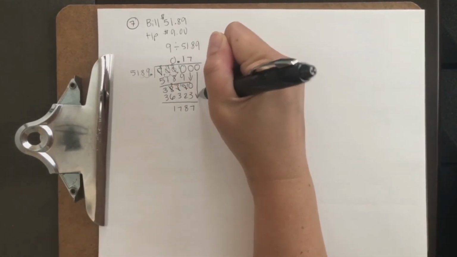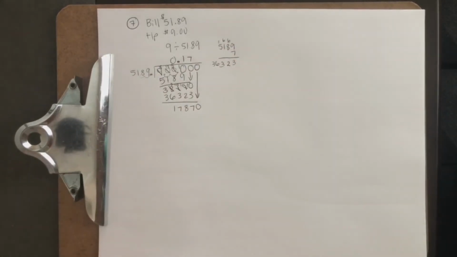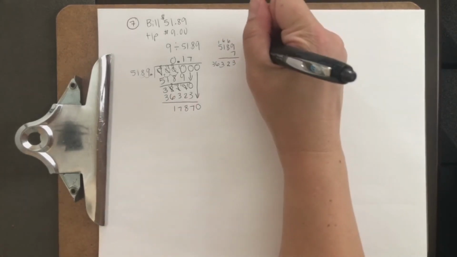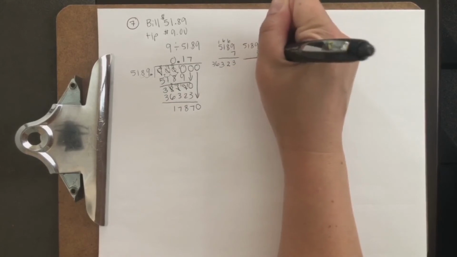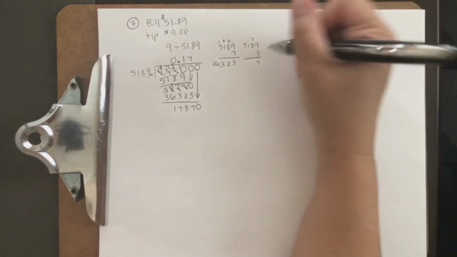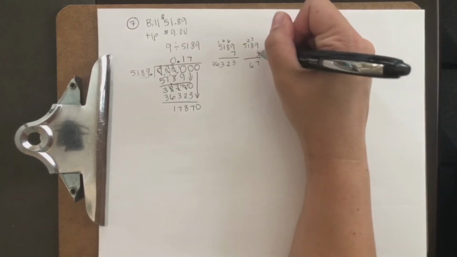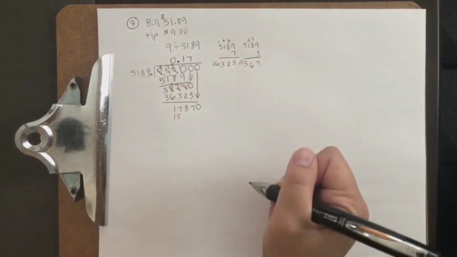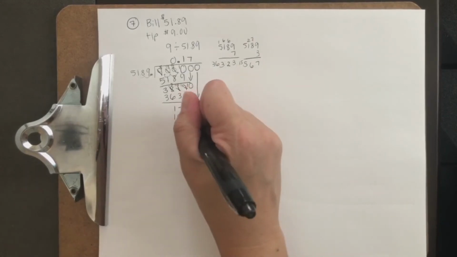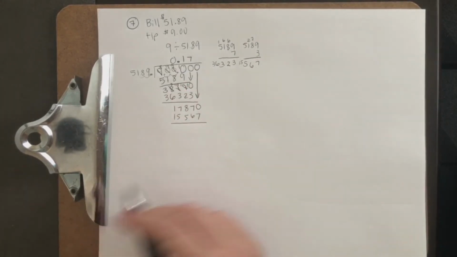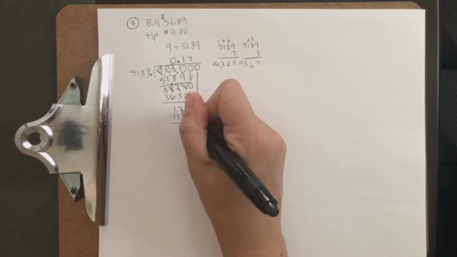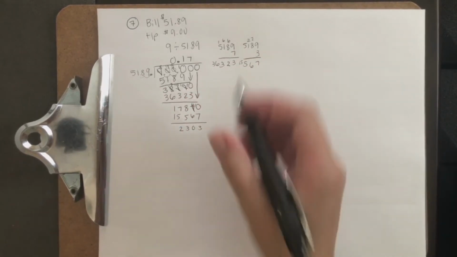Another 0, bring it down. So this is 5,000, this is about 17,000. So maybe times 3. 5189 times 3. 9 times 3 is 27. 3 times 8 is 24, 25, 26. 3 times 1 is 3, 4, 5. 3 times 5 is 15. So 15,567. I need to borrow. 10 minus 7 is 3. 6 minus 6 is 0. 8 minus 5 is 3. 7 minus 5 is 2. So 3 worked.